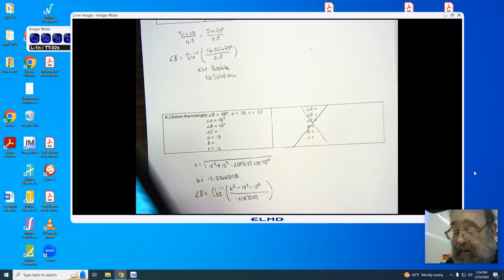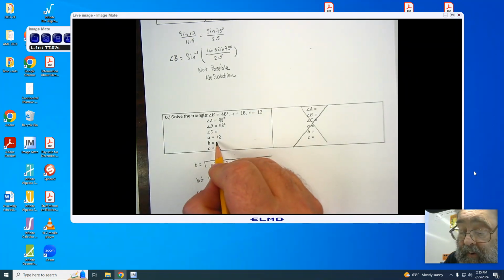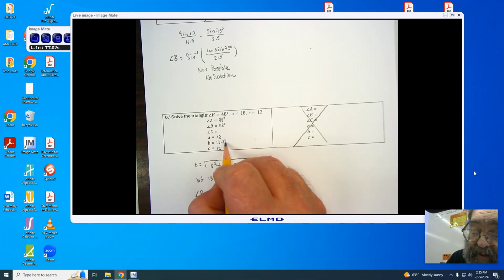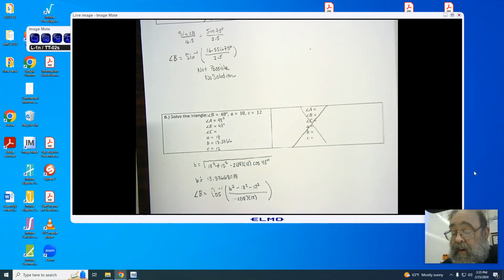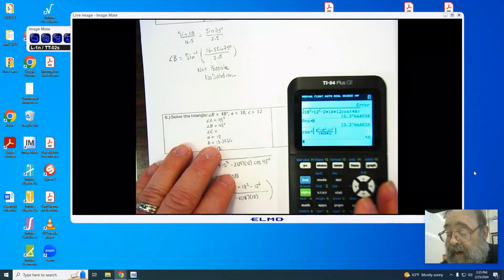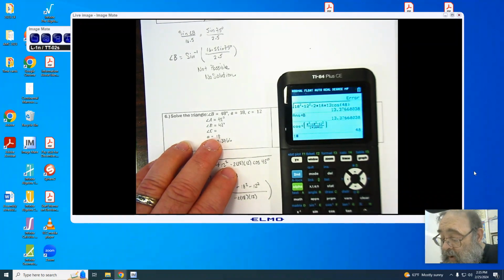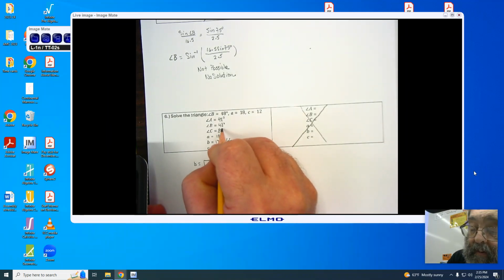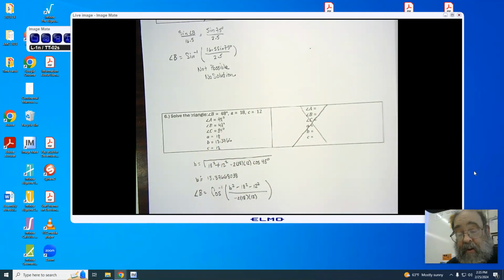Since I have 48 degrees and I have this 13.3766 to the fourth decimal place, I'm now going to go ahead and find angle C by simply taking 180 and subtracting 48 twice. I get 84 degrees, and I have found my solution. I'm now ready to move to the last page.